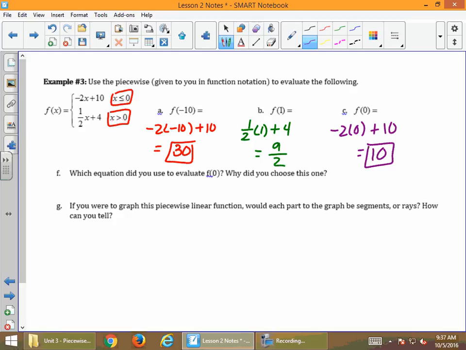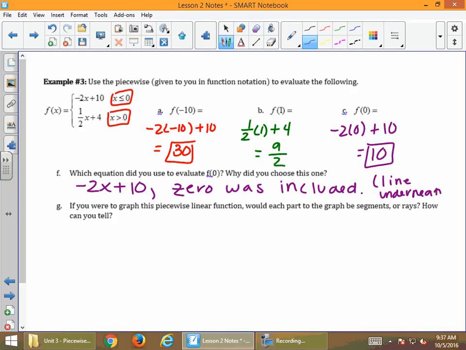What do we end up getting? And then which equation did he use to evaluate f of 0? Just like we said, he used negative 2x plus 10. Why did we choose it? 0 was included. Line underneath. And default. Sorry, I abbreviated default to IN. Make sense?